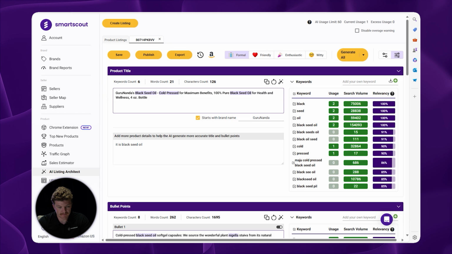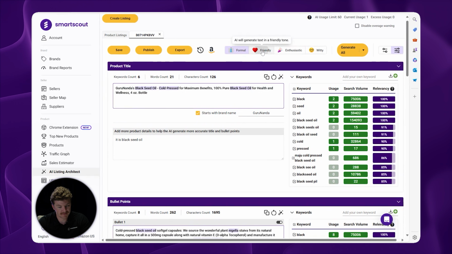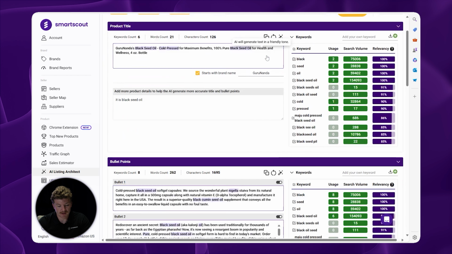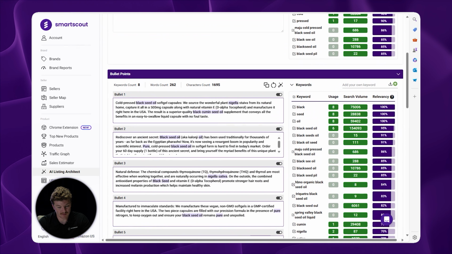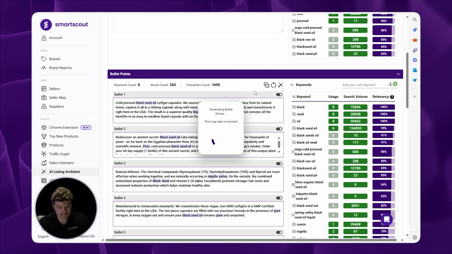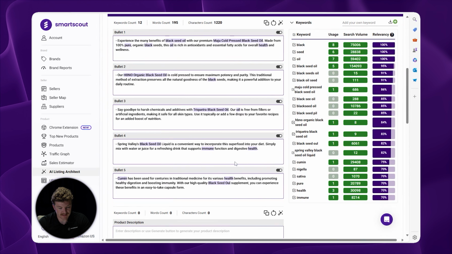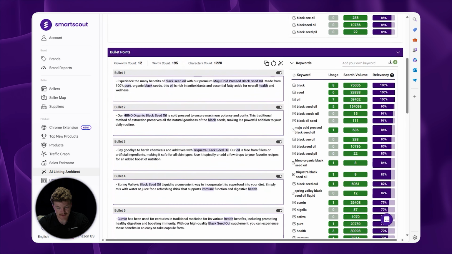So now what we can do is we can come through here and we can change this to formal, friendly, enthusiastic, or witty. I'm gonna change this to friendly. Now, as we scroll down, we can see there are some killer bullet points here, and there's a lot of awesome keywords that we can rip off of. So let's click on regenerate text, and right off the bat, we're gonna get all of these brand new bullet points that we can now build into our brand new listing.